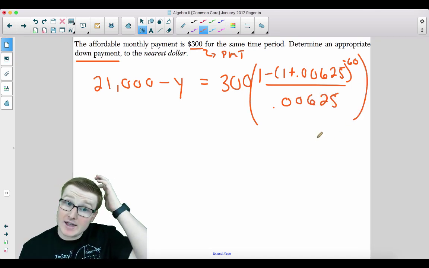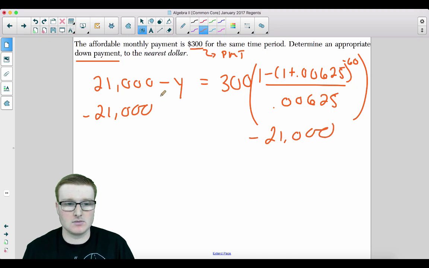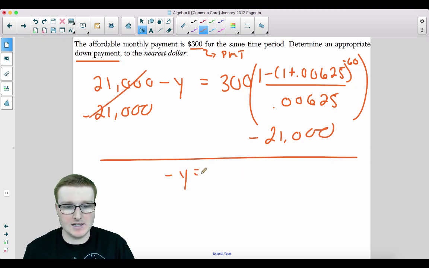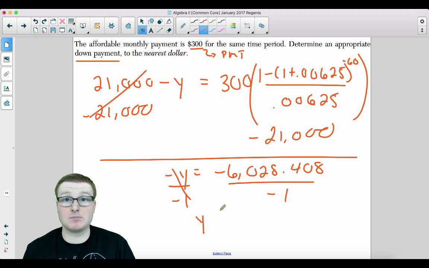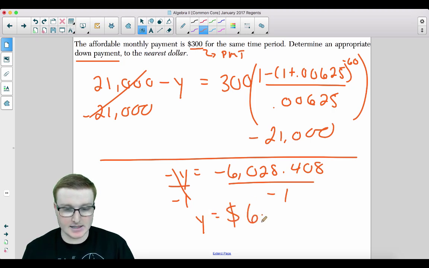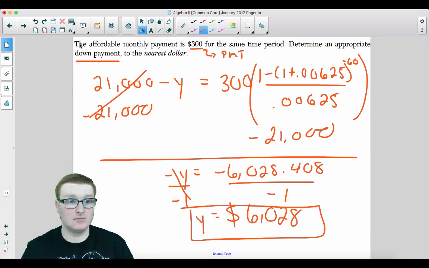Okay, now let's go ahead and solve for y. So what you got to do is this. This is just one big number. I know it doesn't look like it, but that's just one big number. There's no variables here. Just subtract the 21,000 on both sides. Those cancel. You get negative y is equal to, I'm going to tell you what this number is. That is negative 6,028.408. Divide by negative 1. Divide by negative 1. And you get the appropriate down payment is $6,028 when it's rounded to the nearest dollar. That is how you complete that question.